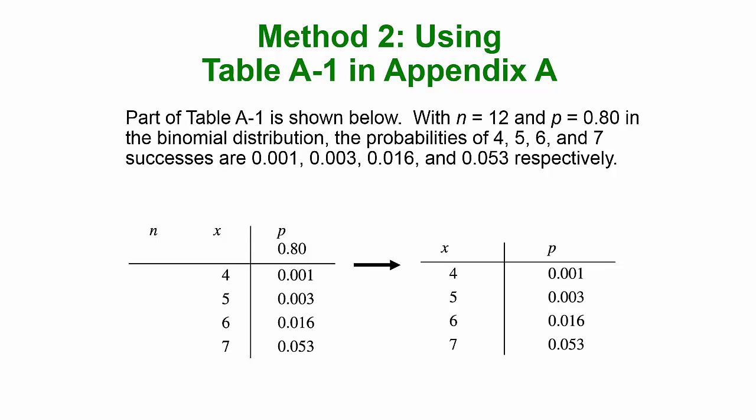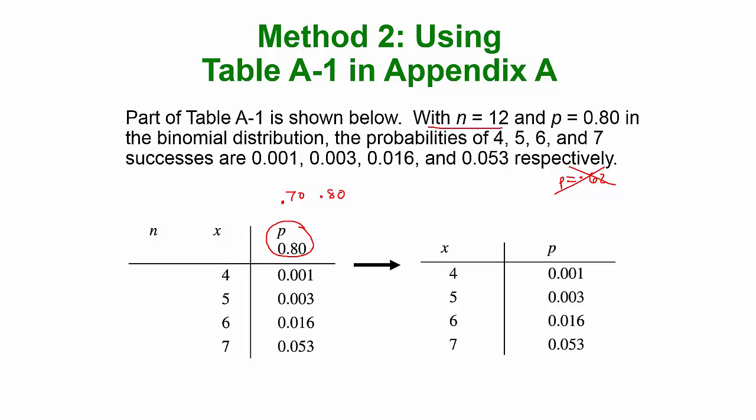So we can only use table A1 if the probability of success in our problem is actually listed in that table. At the top of the table you'll see a P, and it's usually going to be something like 0.70, 0.80. So if we had something like a 0.62 for our P, we could not use table A1, and we must use the binomial formula. But here's how we would read the table.